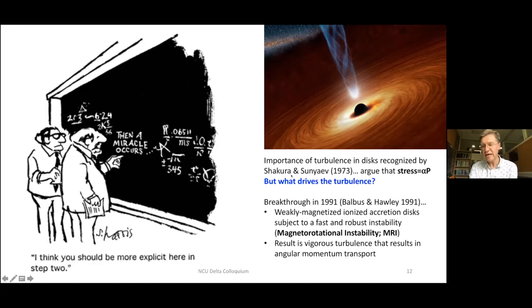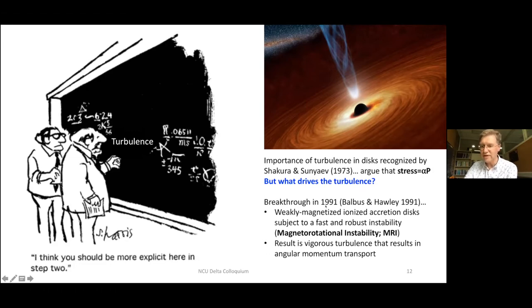Now Shakura and Sunyaev couldn't specify what actually drove the turbulence. So they said, well, if the gas is turbulent, motivated by the fact the Reynolds number is so high, then this is what happens. But they couldn't actually figure out what drove the turbulence. And so that's kind of this cartoon over here. You know, they argued, well, some miracle must occur to make the system turbulent. But we should be a bit more explicit here about what goes on.